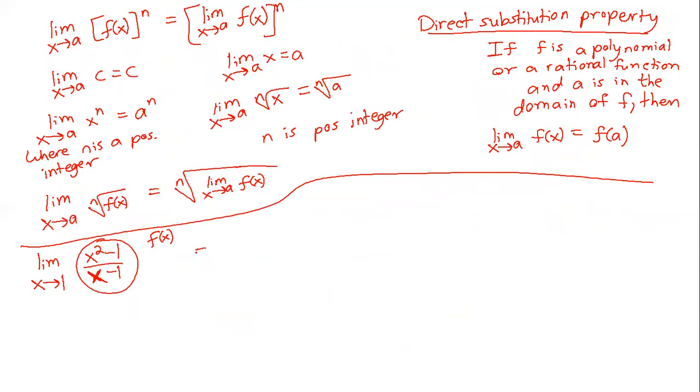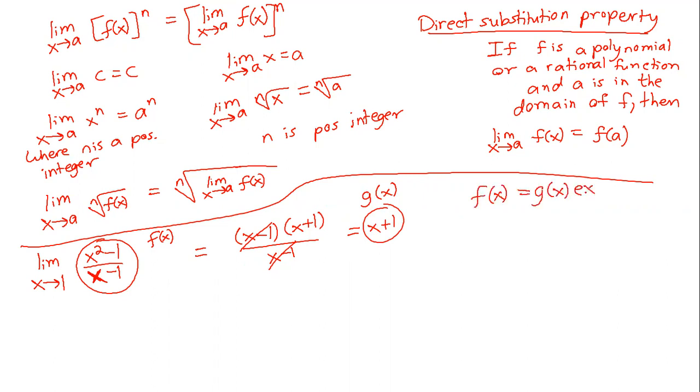But instead, I could say, okay, this function is equal to another function. So f of x here, this total thing, numerator and denominator, is factorable. So then I can cancel these out, and I can say it's equal to x plus 1. And let me call this function g of x. So these two functions are equal everywhere but at x equals 1. f of x equals g of x, except at x equals 1.